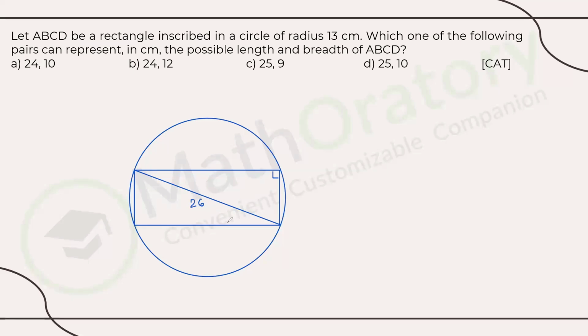So we are trying to figure out a possible pair of side lengths which will lead to a diagonal of length 26. That's it. If you're aware of Pythagorean triplets, for example the triplet 5, 12, 13, 26 is double of 13, right? So if I take double of 5 and double of 12, then this should also be a Pythagorean triplet. So if 26 is the hypotenuse, I can take the two sides as 10 and 24, right? So that satisfies the answer.